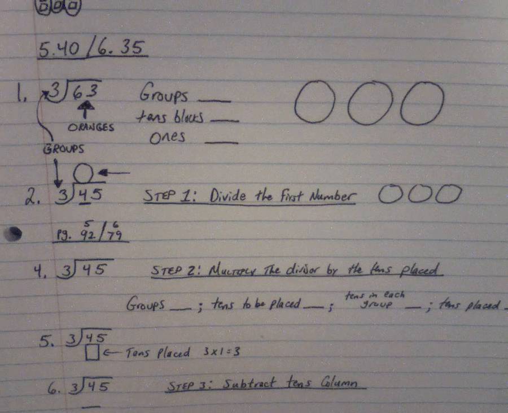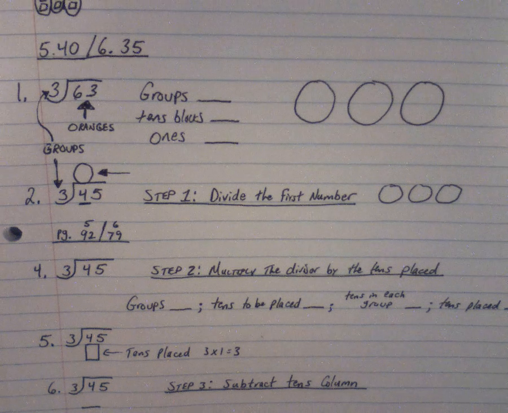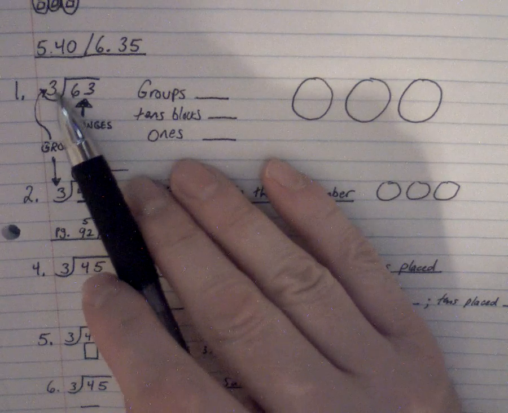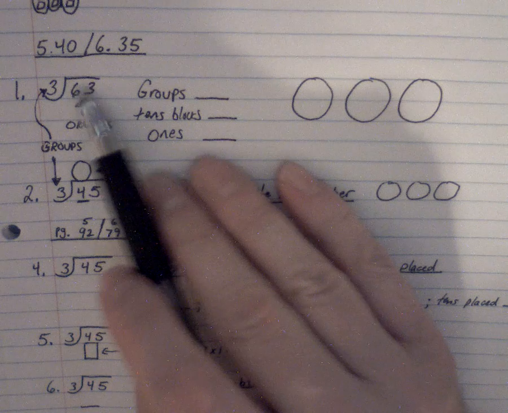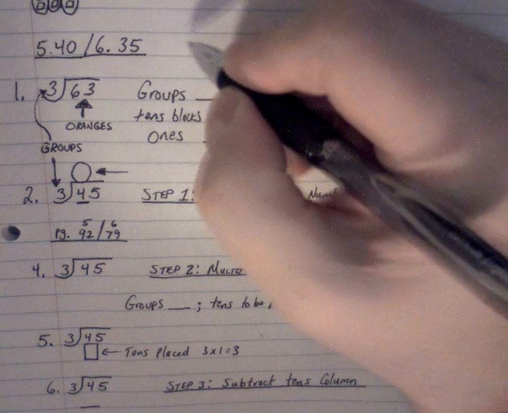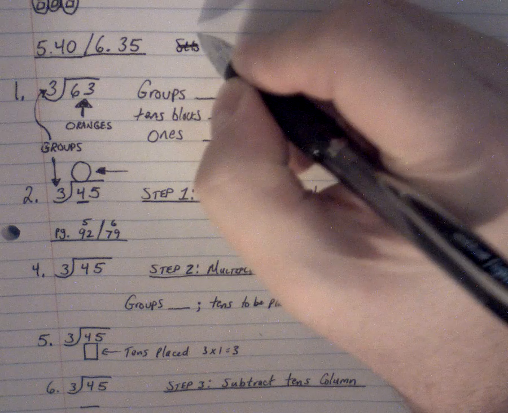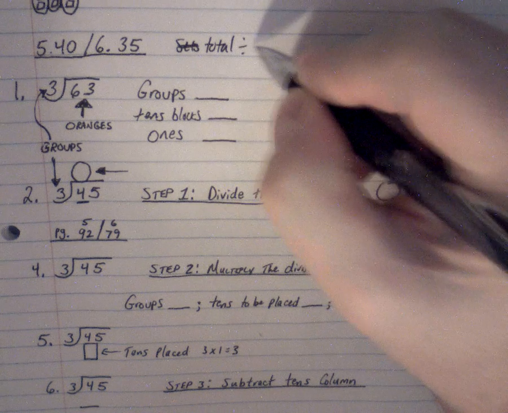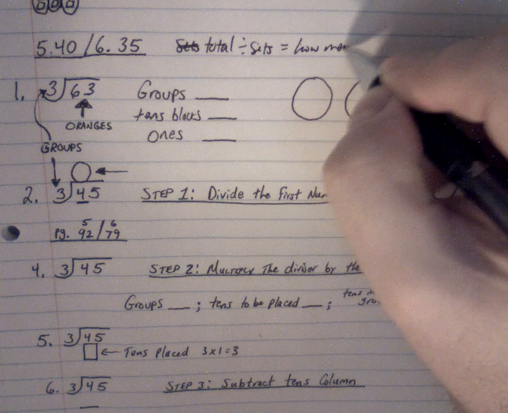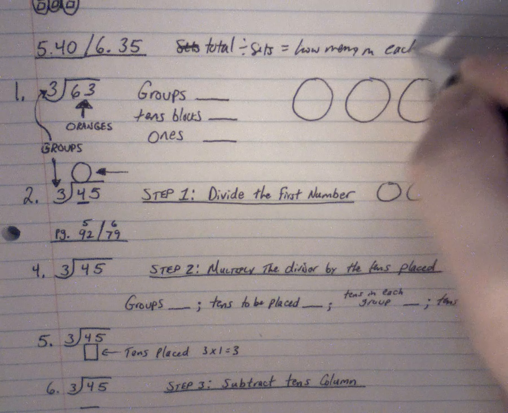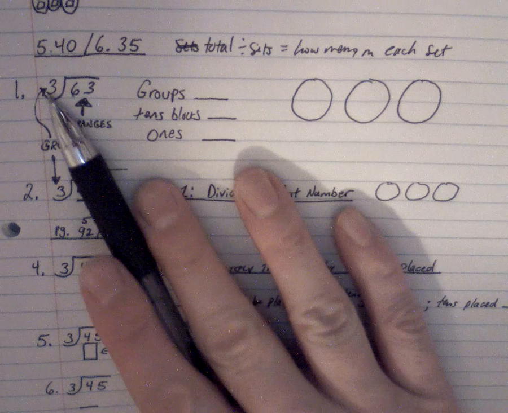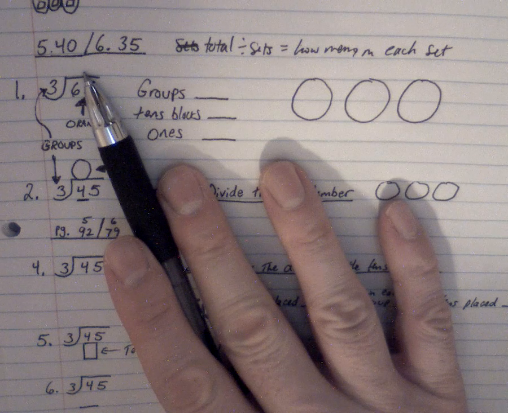Okay, and so what we need to first realize is that this is called the divisor. Okay, because what we're doing is we're dividing this right here. So this is the total. So remember how we did division before, and we had sets, or total divided by the sets equals how many in each set. Okay, and that's what we're doing. Total divided by sets, and we're going to find out how many are in each set.